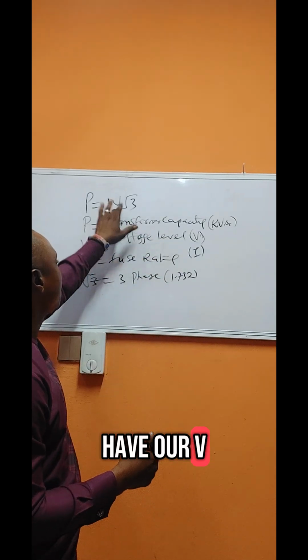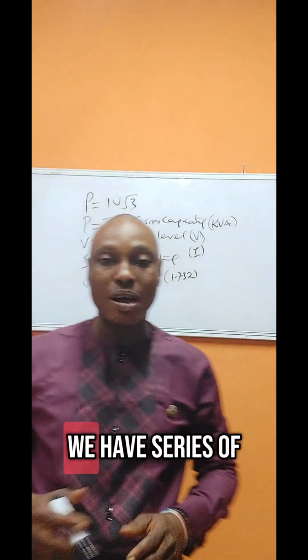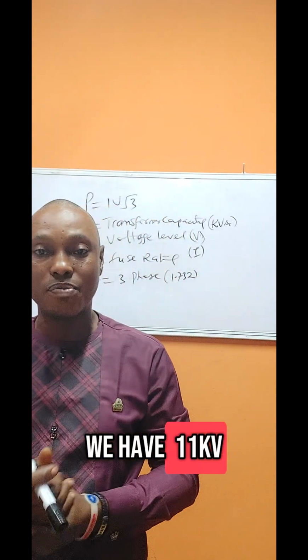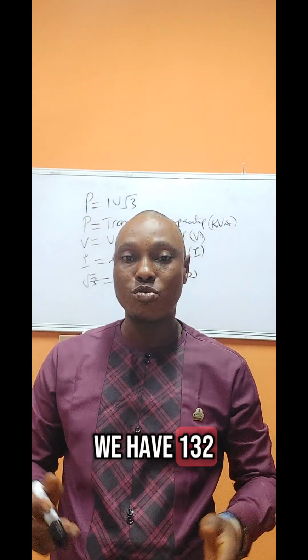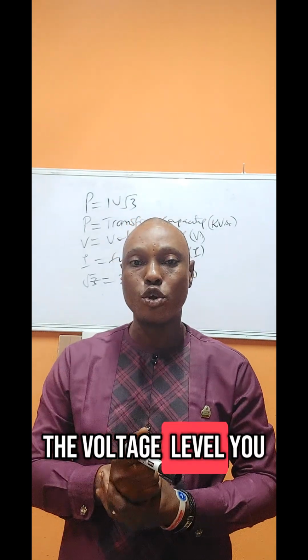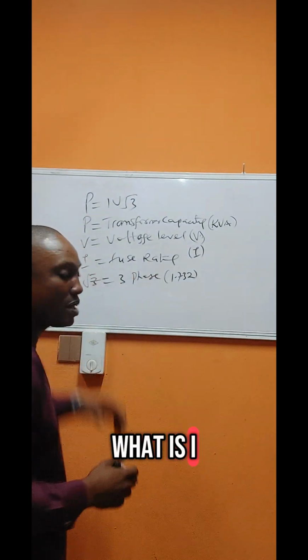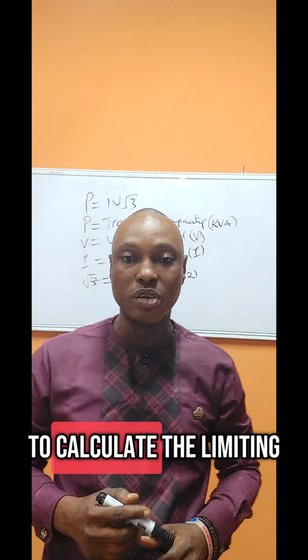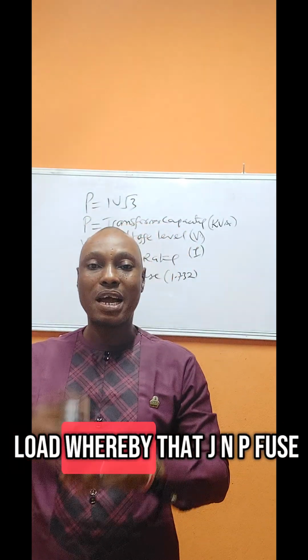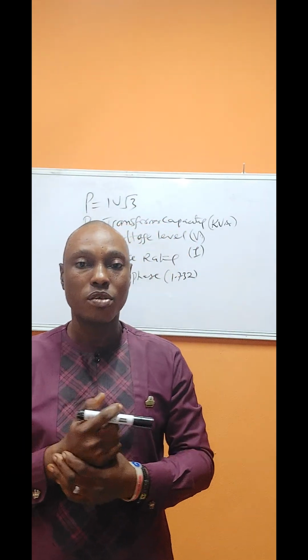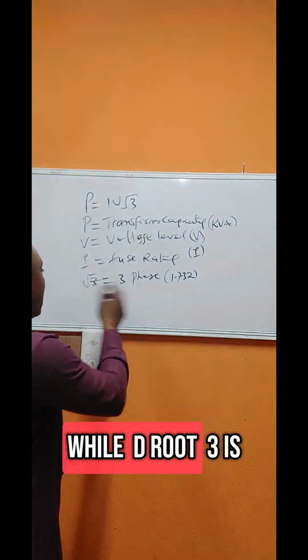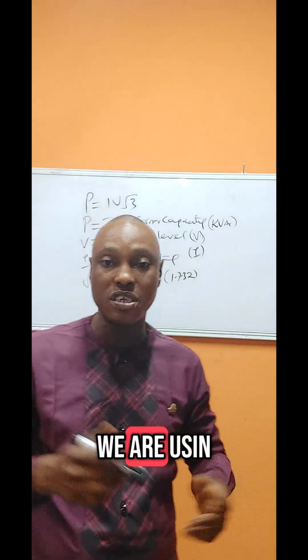V is the voltage level. We have a series of voltage levels: 11 kV, 33 kV, 132 kV and 133 kV, depending on the voltage level you are operating on. I is the fuse rating, which is the load current we are trying to calculate, the limiting load at which that GMP fuse should cut. Root 3 is because we are using the three-phase line.